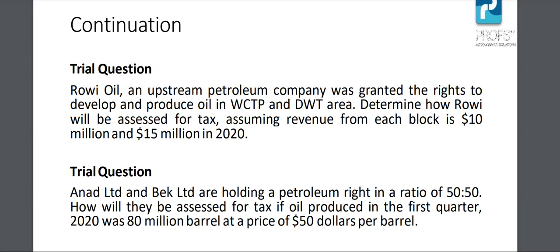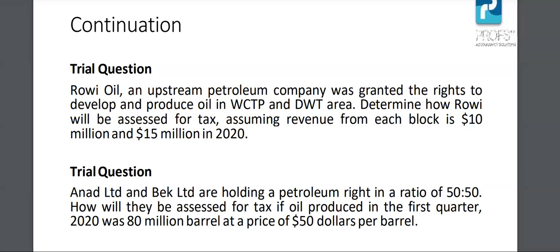But the second question is actually pertaining to one field. Like I said in the first question, there would be other joint venture partners in the West Cape 3 Point and then again in the Deepwater Tunnel. It is not only Rory. Please take note of that. But in the second question, it is only one field, one right, but there are two operators in here. Because there are two operators, we need to assess them separately for tax purposes.